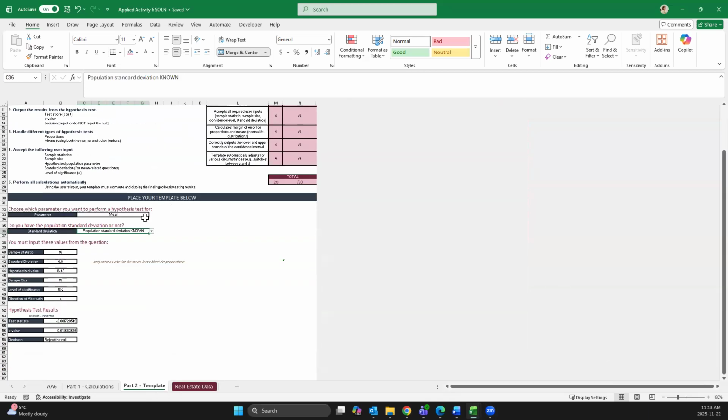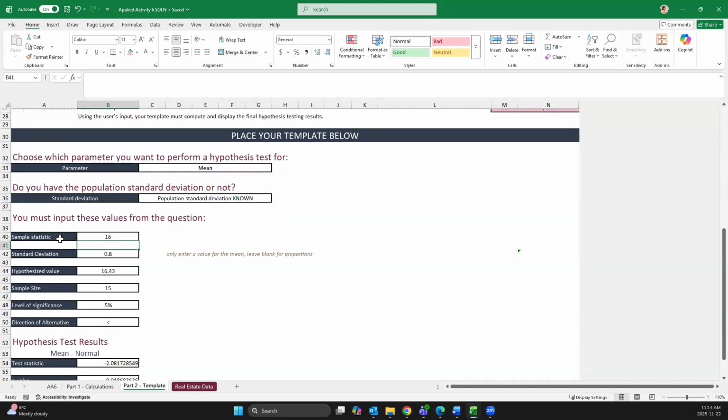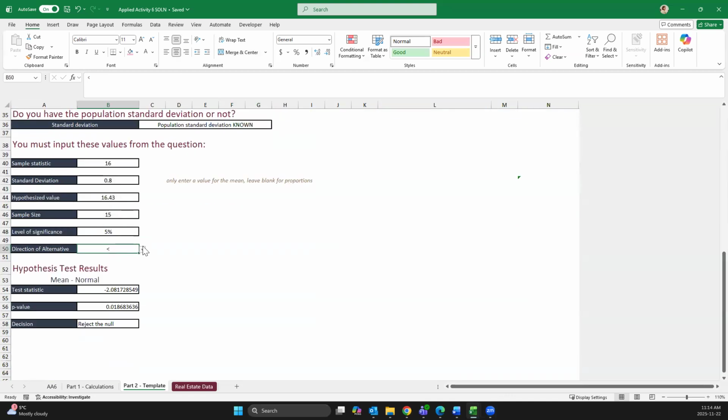I have all my formulas hidden, so this is not going to show you the answers, just maybe give you an idea. Like I said, you could ask them, is your question about the mean or the proportion? Do you know the population standard deviation or only have the sample one? Ask them to enter all the values from the question. And I also entered an input box for the direction of the alternative. By changing that, it will change the results in the final hypothesis testing results. Also, I get my test statistic, my p-value, and the decision outputted.